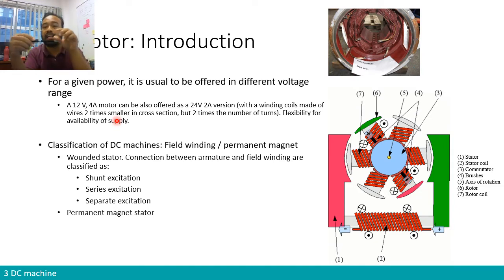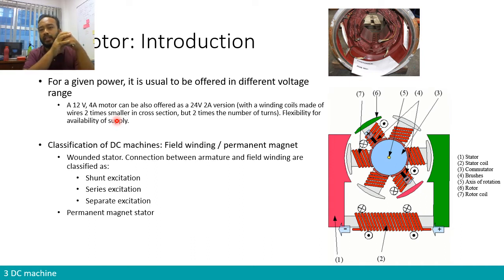If you're carrying less current, then you can reduce the number of conductors. But of course, in order to get the same MMF, which is the number of turns multiplied by I, with half the current, you need to coil the winding with 2 times the number of turns. Okay, so why do we have this variation?